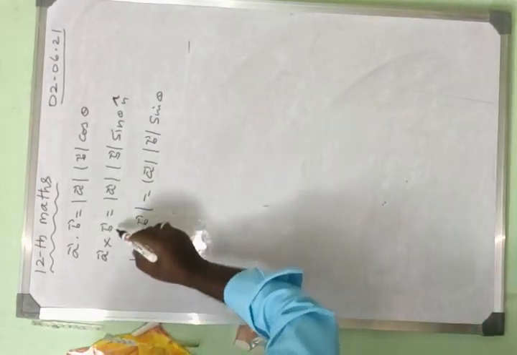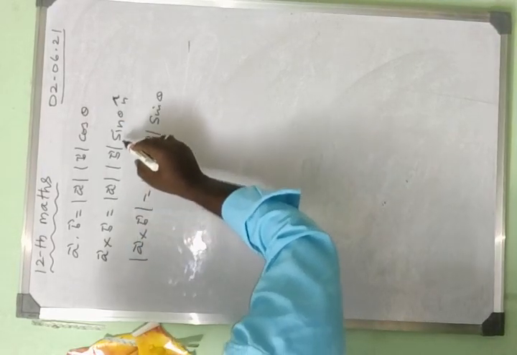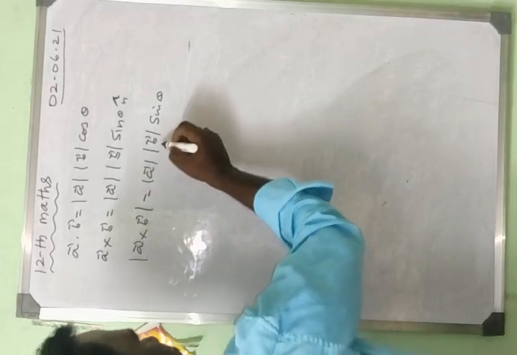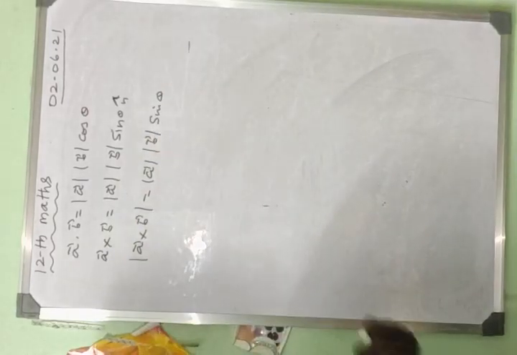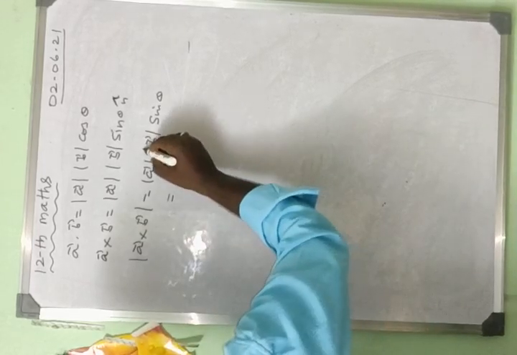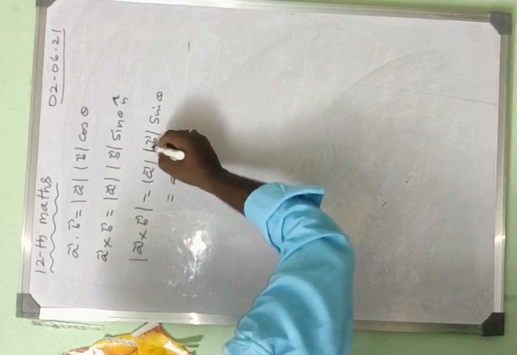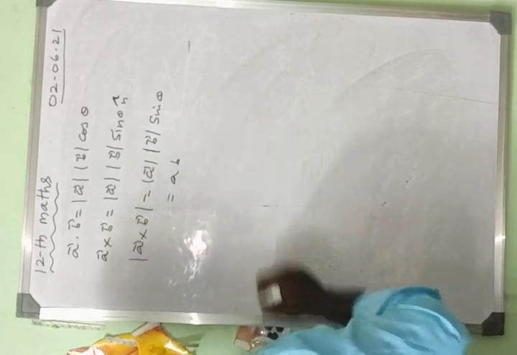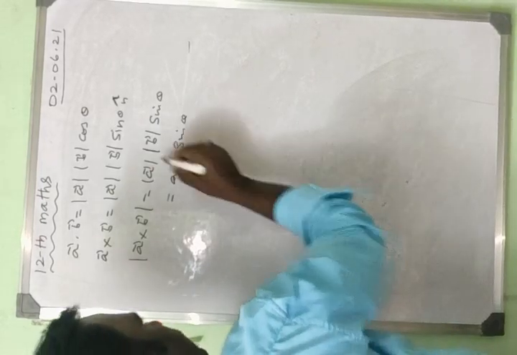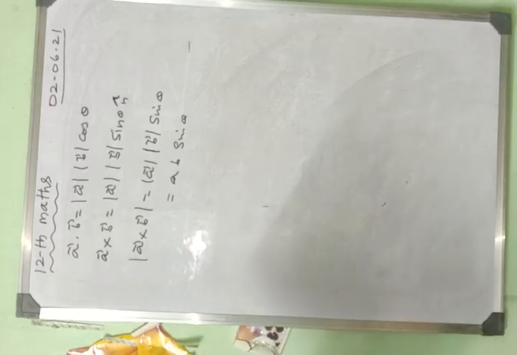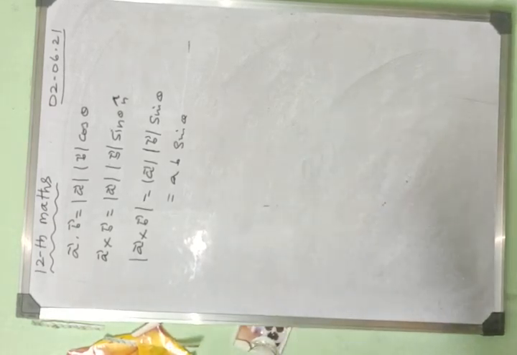So vector A cross B is equal to mod of vector A mod of vector B sin theta cap n. Mod of vector A cross B is equal to mod of A mod of B sin theta. Mod of A we can write as A, and mod of B means the length of vector B. So you get A B sin theta, like this, right? Both are equal. Very, very important. Listen here. Next we go to example 6.1.